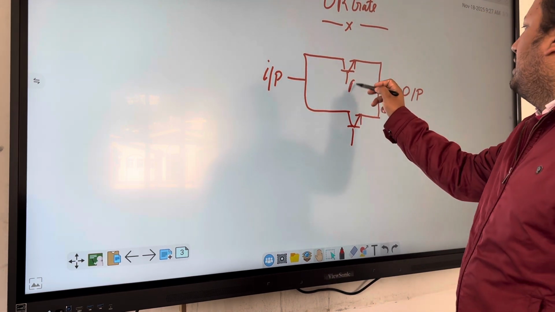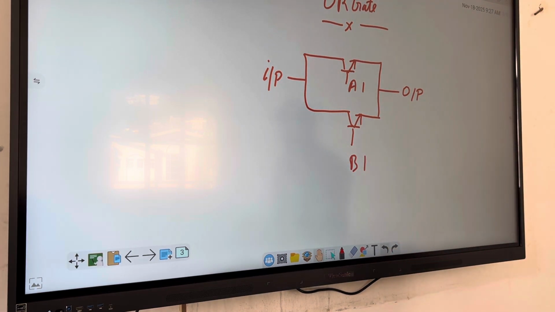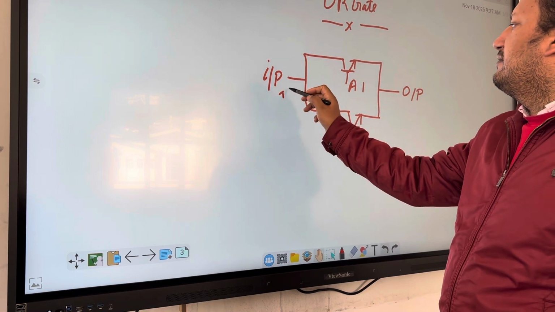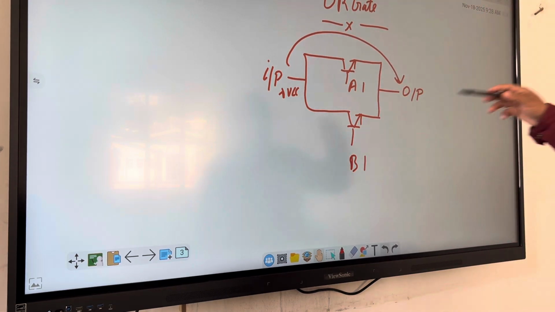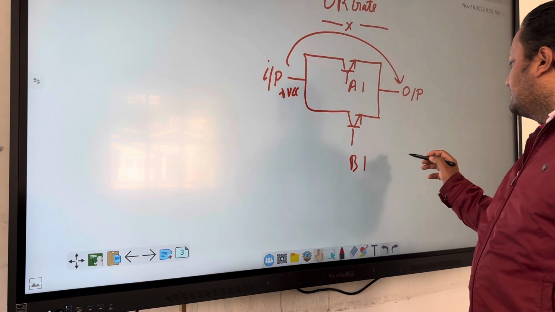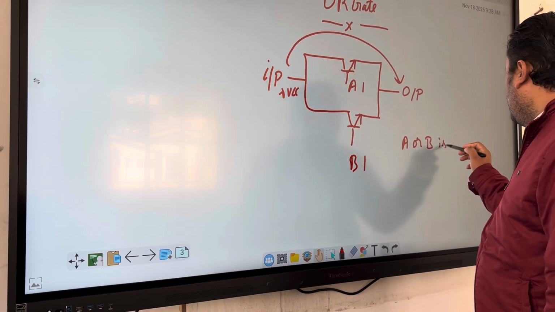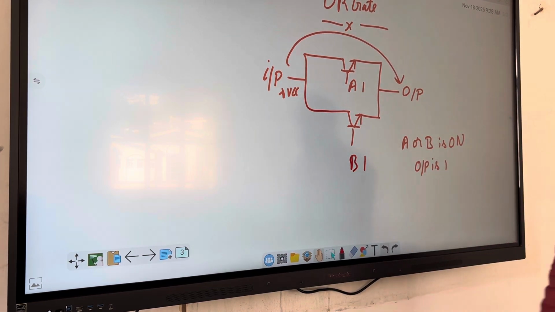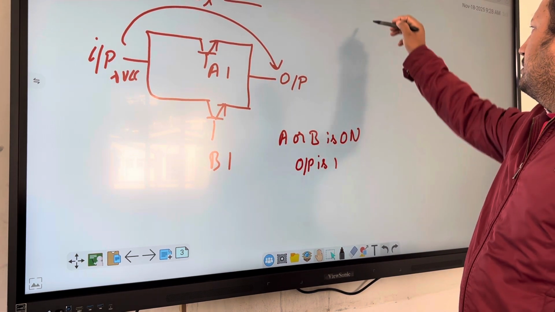So let's say this is your A and this is your B. So these are the 2 bases of the transistors. When you give them value 1, then only your input will reach the output. So if the battery is connected here, this battery will reach the output when any one of these transistors is on. That's why the OR gate's logic is, when A or B is on, then only the output is 1. Right?